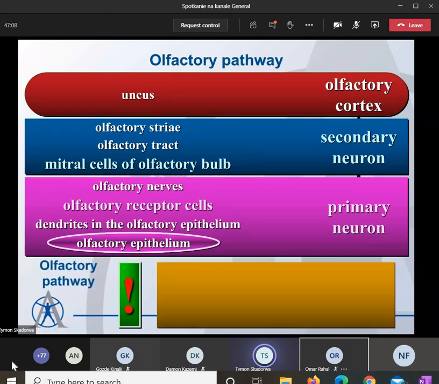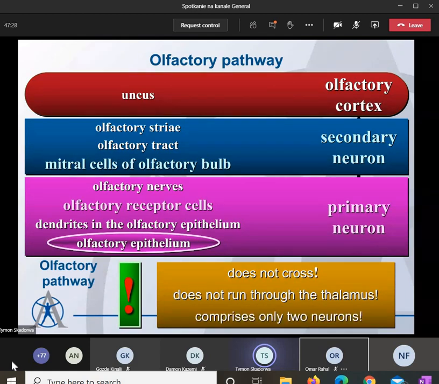Now, please remember that the olfactory pathway is totally different from all the sensory pathways that you already know, simply because it does not cross. Now, it does not run through the thalamus. And finally, it has only 2 neurons. So this is a very, very specific pathway.